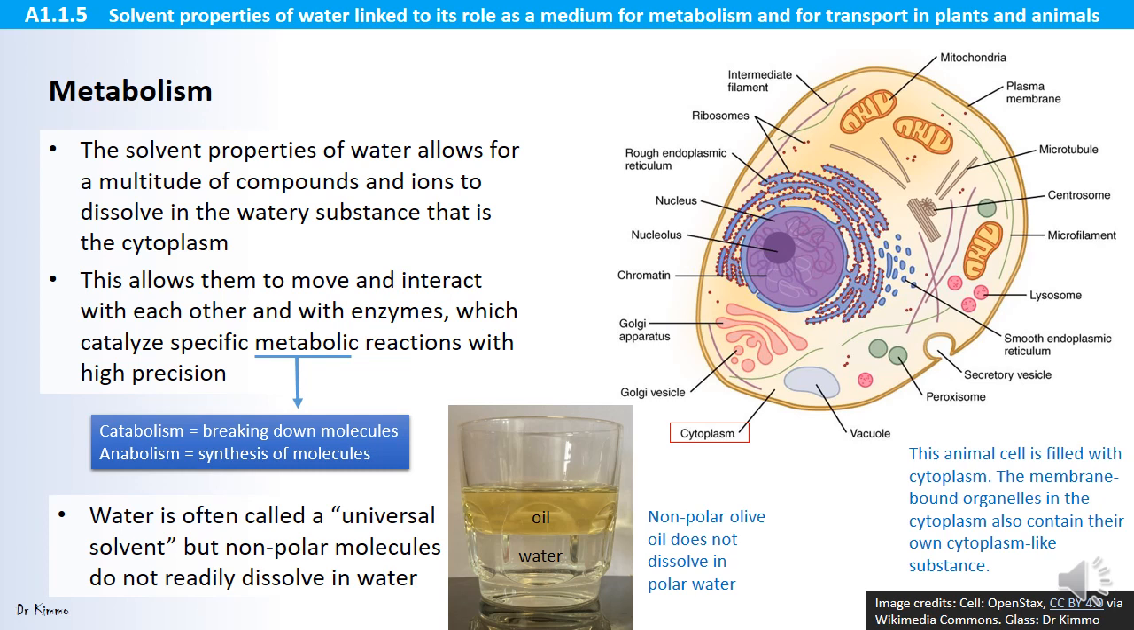Water is often called a universal solvent, but non-polar molecules do not readily dissolve in water. You can see the picture of a glass with olive oil and water, and they form layers, they do not mix.